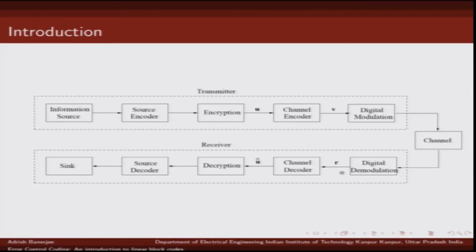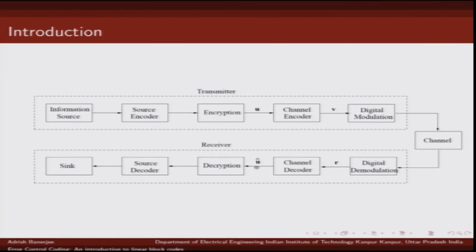We use the notation R for the received signal, the demodulated signal, and we will use U hat to denote the estimated information bits. Now if U is equal to U hat, there is no error. However, if U is not the same as U hat, then there are decoding errors.